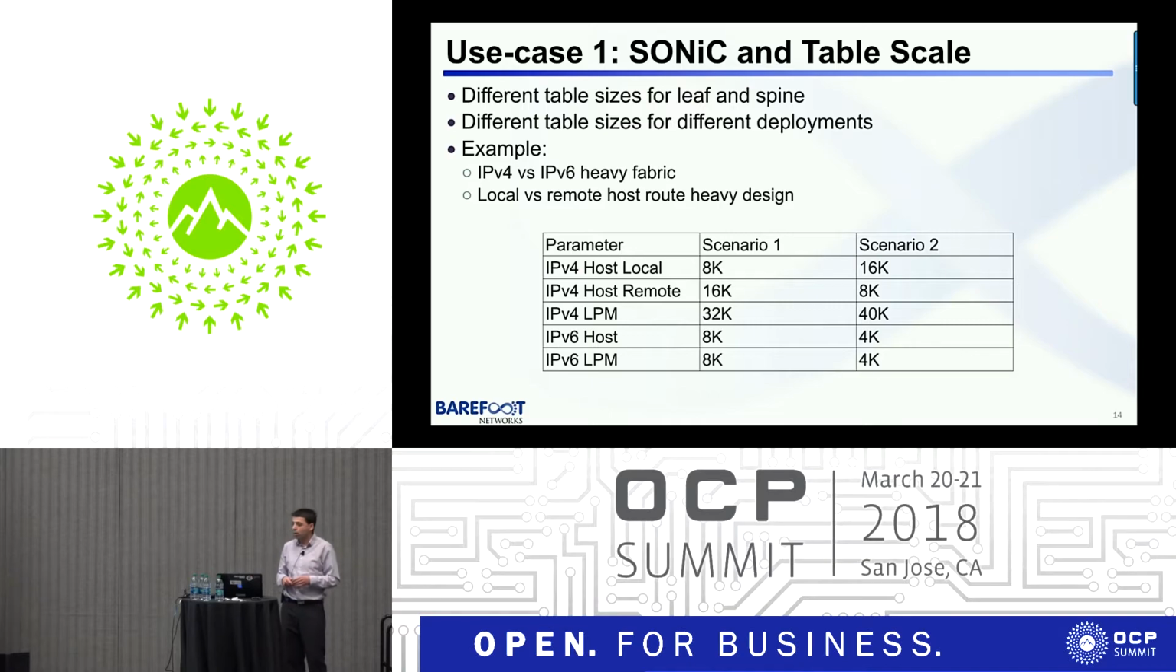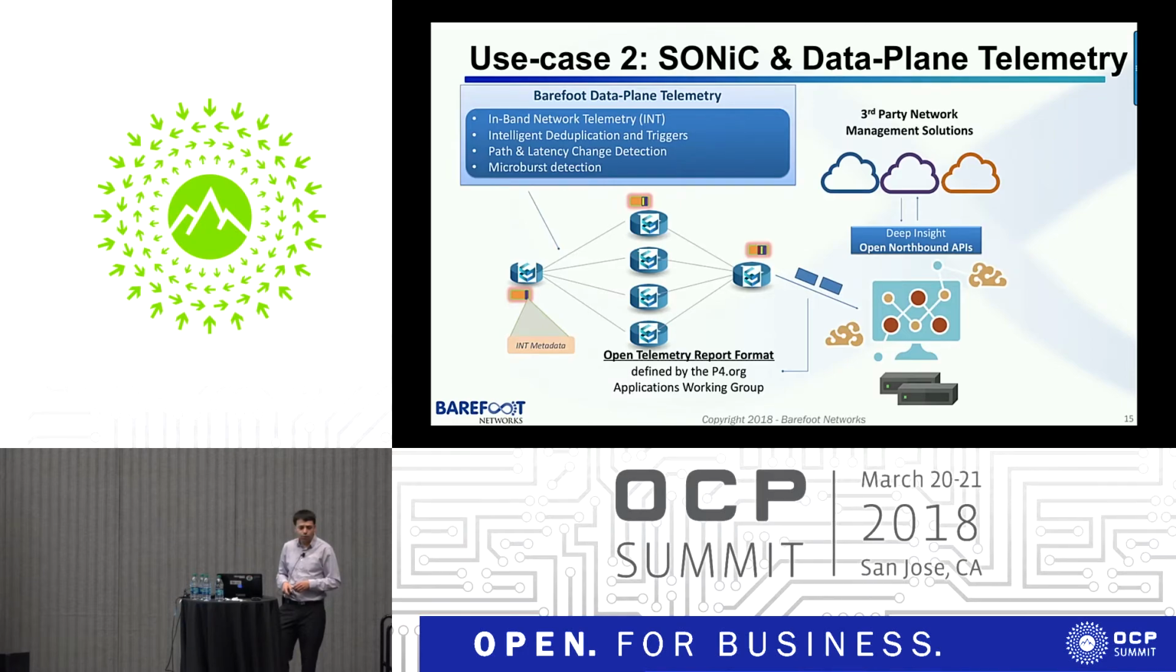So with that, when we create those different profiles and compile different SONiC images, we can say, look, let us compile something for a V4 heavy deployment, let us compile something for a V6 heavy deployment. Maybe we'll have something that is focused more on host routes versus the longest prefix match, or vice versa, right? Those are some of the things we've seen with customers, and we're able to help them with a fully programmable data plane. And the second use case that Dennis touched on is the Dataplane Telemetry.